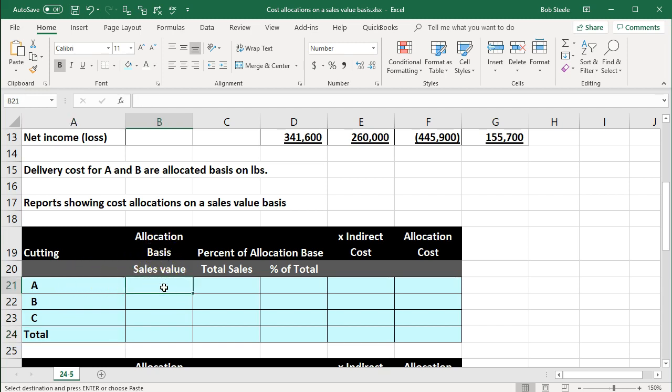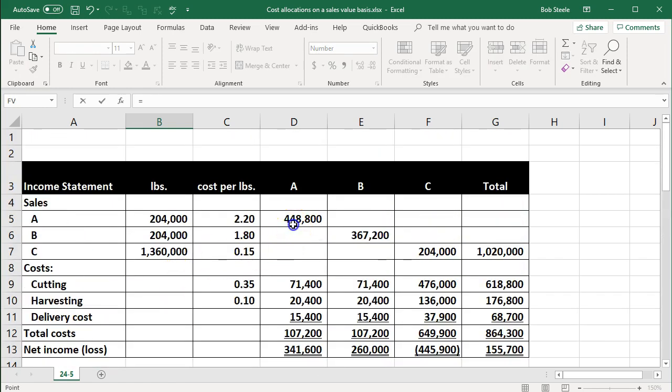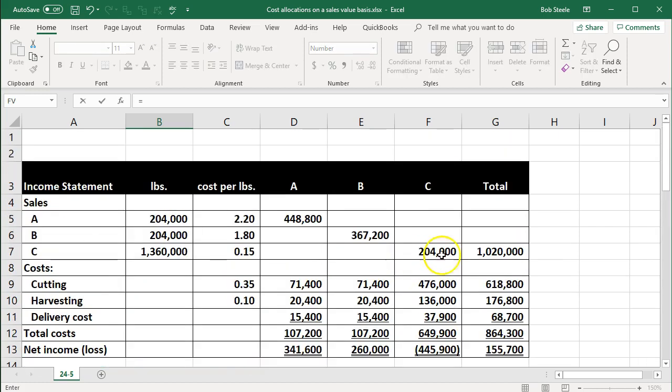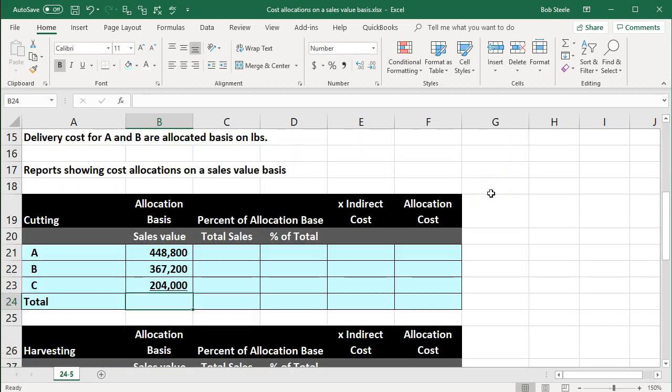So the sales value at this time, if we scroll back up top, for A is this 448.8. For B, the sales are the 367.2. For C, the sales are the 204. And of course, if we add those up, that adds up to the 1,020,000. So 1,020,000, that's going to be our total sales. And then we divide this out.